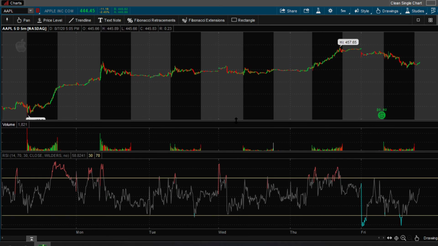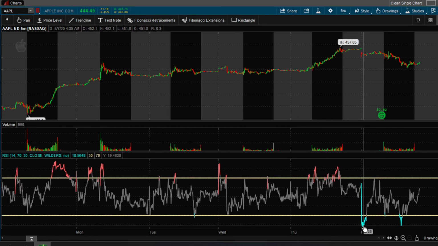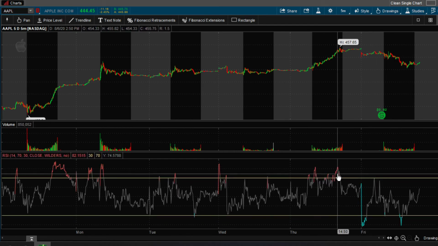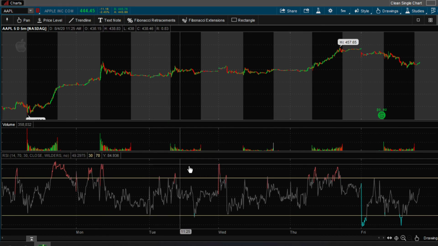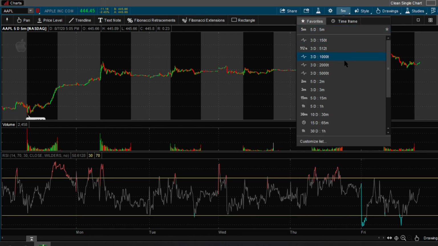And as you see here, the Apple was overbought past few days. So the RSI would tell you that it's been overbought, and it could stay in the overbought or oversold for a period of time. It's just an indicator to help guide you on how to enter a trade.